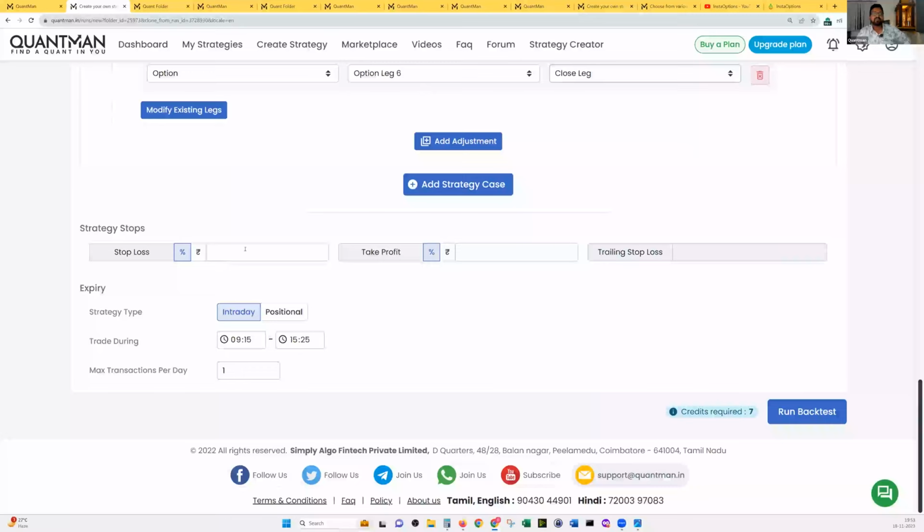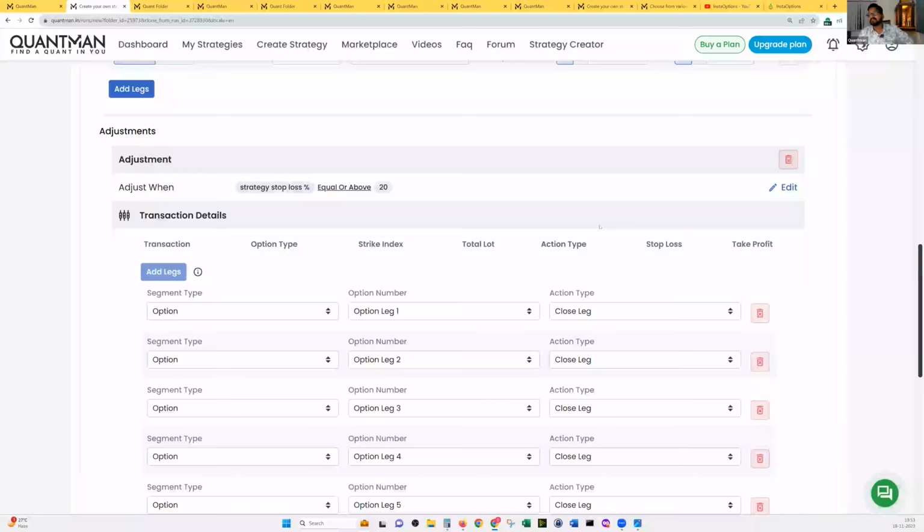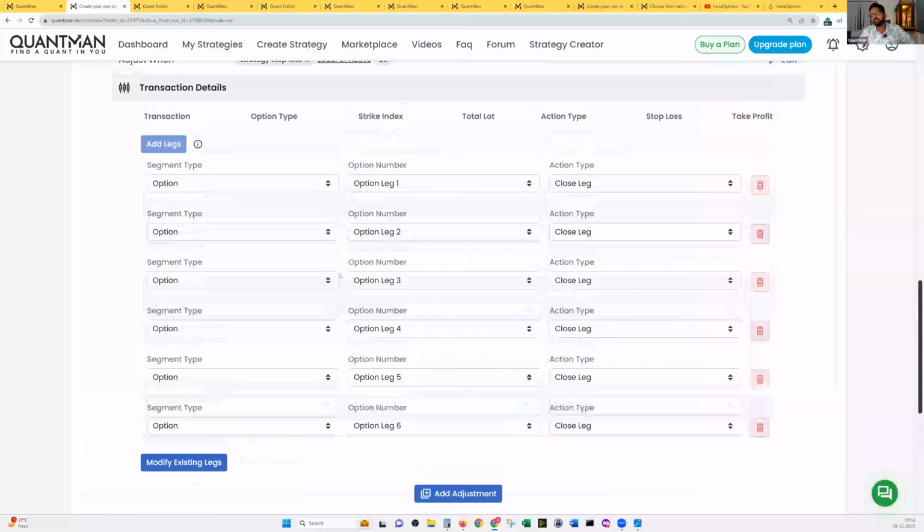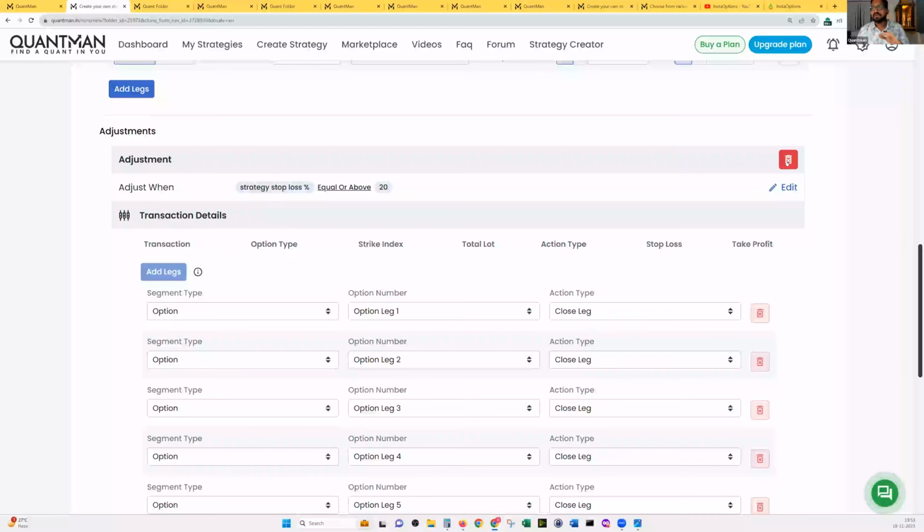Is it the same? Exactly, this is the same strategy. If you put 20 over here or if you put 20 over here, both are going to be the same. Now I'm going to do a different sort of adjustment. Right now you guys understood this.